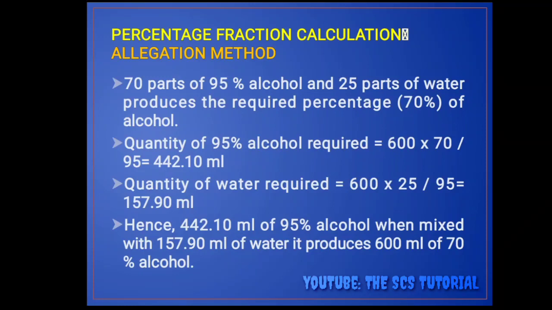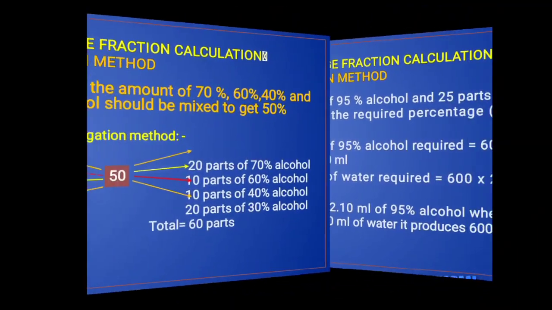That means the quantity of 95% alcohol required is equal to 600 into 70 by 95, that is equal to 442.10 ml, and the quantity of water required is equal to 600 into 25 divided by 95, that is equal to 157.90 ml. Hence 442.10 ml of 95% alcohol when mixed with 157.90 ml of water produces 600 ml of 70% alcohol. That is the intermediate strength, which is calculated from the stronger and weaker percentages in between.